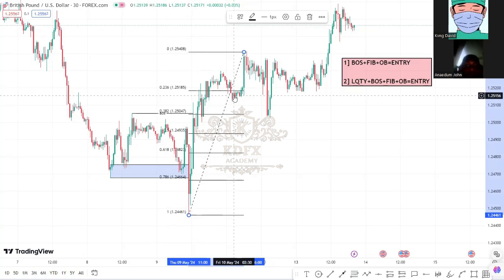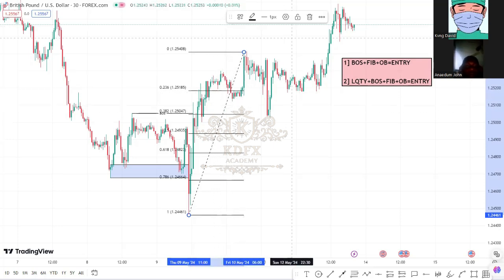The reason why we are using Fibonacci is because that 61.8 and 0.5 level is the highest retracement the market can give you if it wants to continue the trend. That is the highest retracement the market can give you. So if the market breaks that retracement level, just know that the market is no more buying again. So that is the reason why I use that Fibonacci here.